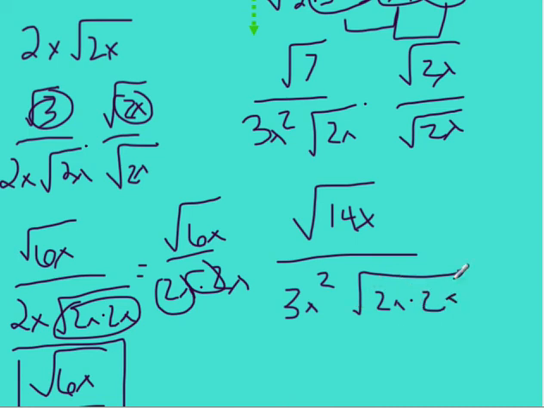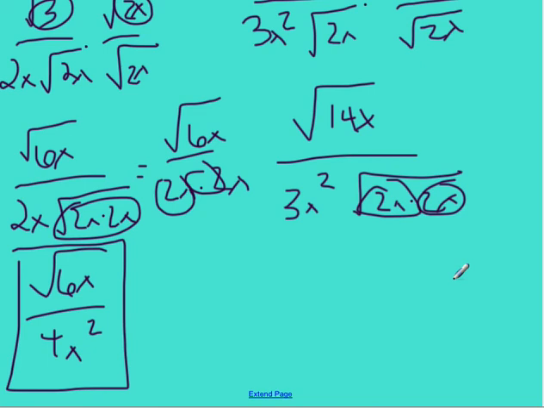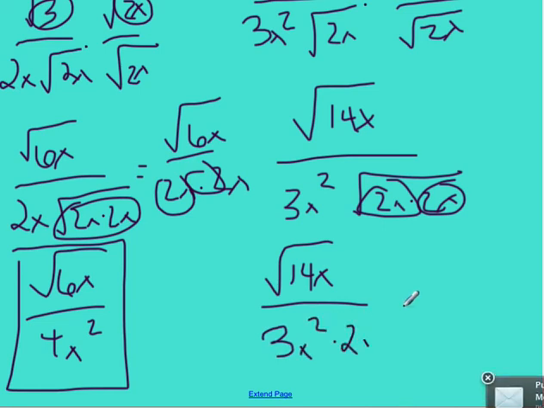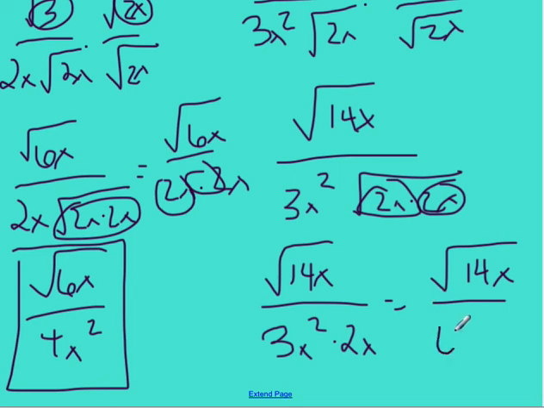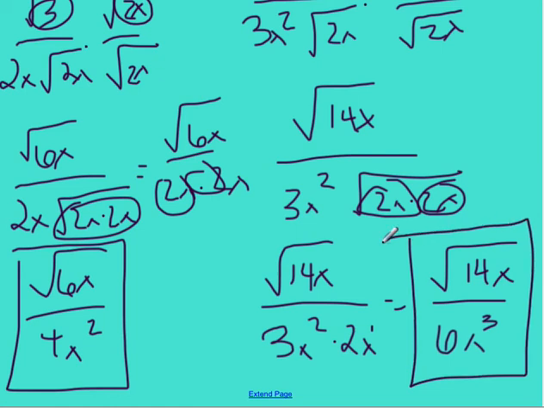So again, because I have two 2's and two x's, they both can come out of the radical. So I get the square root of 14x divided by 3x squared times 2x. So I get the square root of 14x, and then 3 times 2 is 6. X squared times x to the first is going to give me x cubed. So that right there is your final answer for number 12.